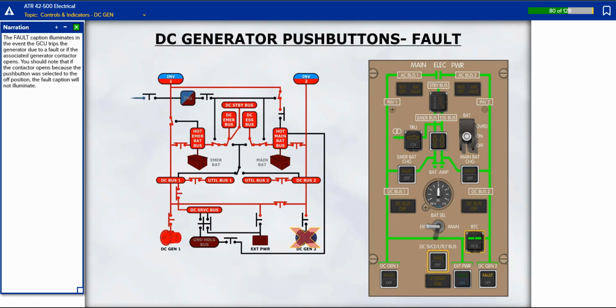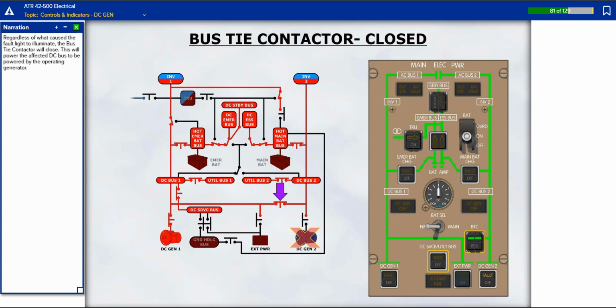The fault caption illuminates in the event the GCU trips the generator due to a fault or if the associated generator contactor opens. You should note that if the contactor opens because the push button was selected to the off position, the fault caption will not illuminate. Regardless of what caused the fault light to illuminate, the bus tie contactor will close. This will cause the affected DC bus to be powered by the operating generator.